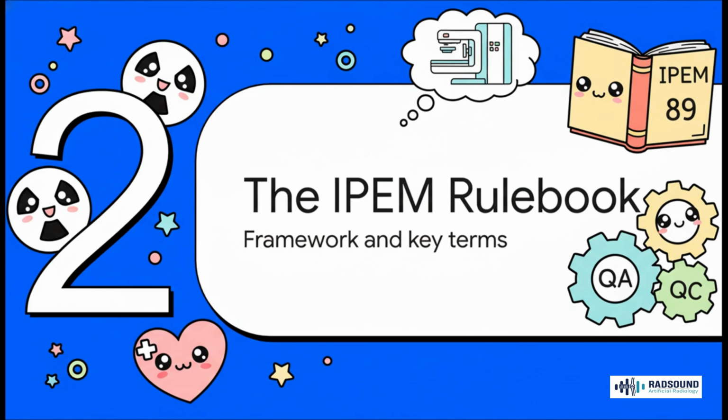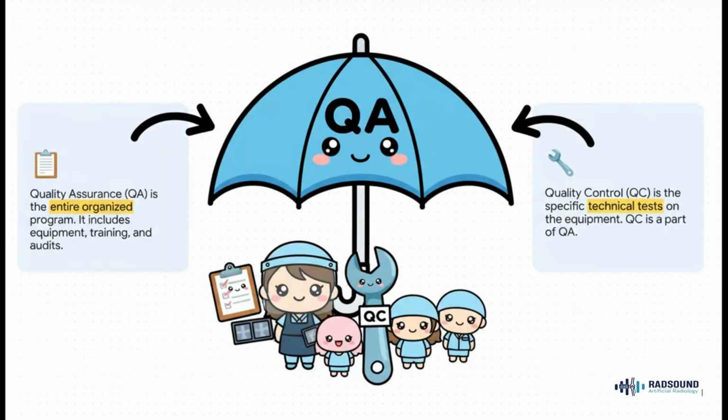Now, let's break down two key terms you're going to hear over and over: QA and QC. And trust me, they are not the same thing. And this is a really crucial point. Quality assurance, or QA, is the whole shebang. It's the big umbrella that covers everything: the people, the training, the protocols, the audits. Quality control, or QC, is just one piece of that puzzle. It's the hands-on technical part where you're actually testing the machine itself.